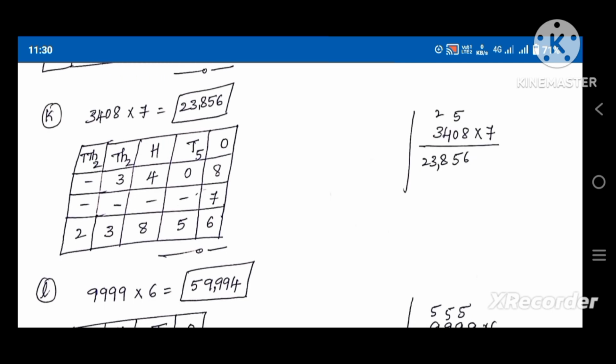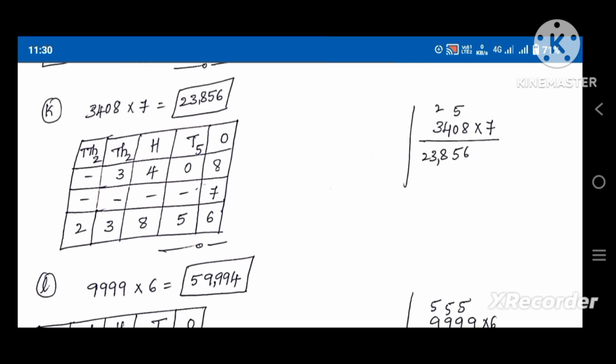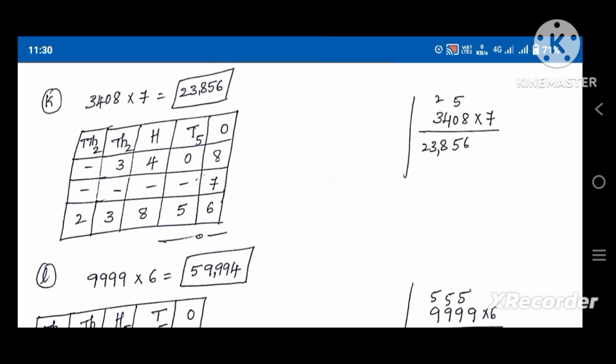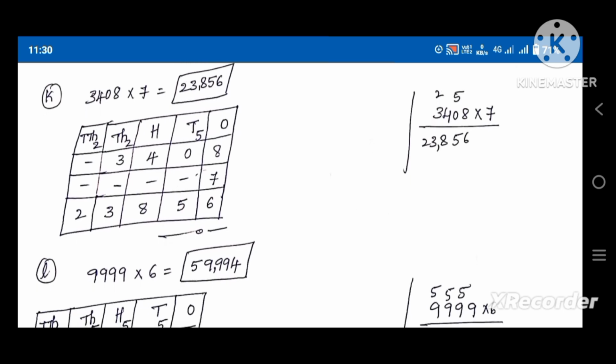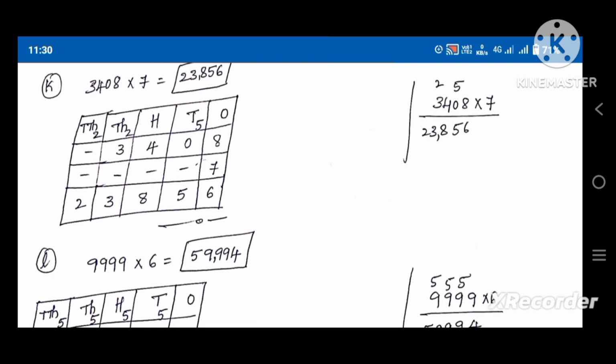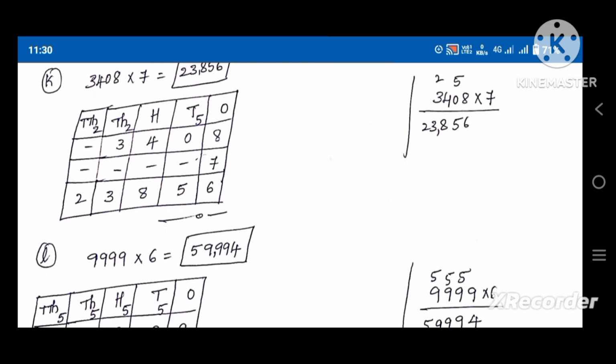Question number K, 3408 into 7 is equal to 23,856. Question number L, 9999 into 6 is equal to 59,994.